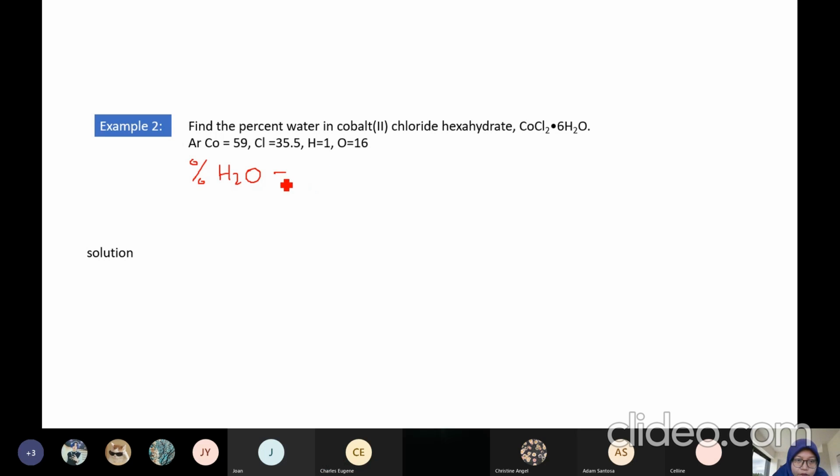Percent H2O equals number of H2O times molar mass of H2O, divided by the Mr of the hydrate.